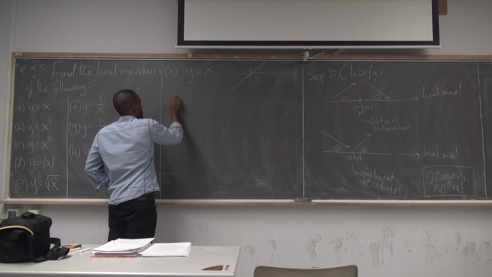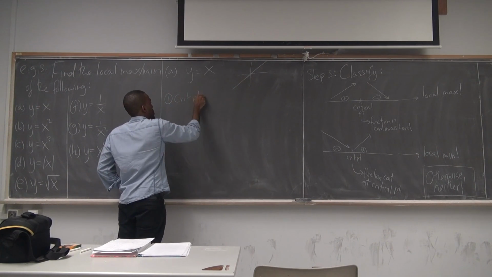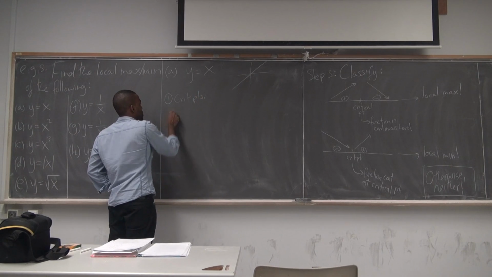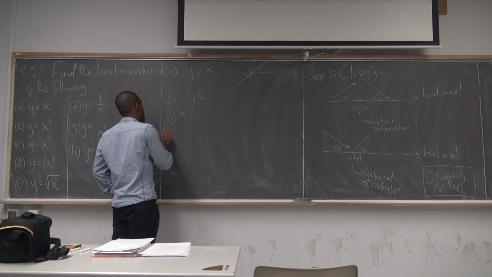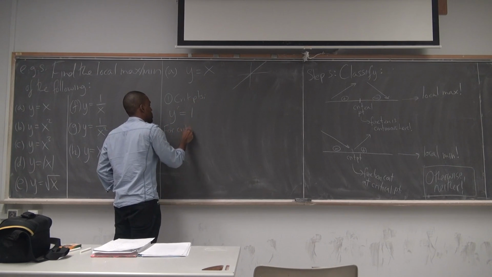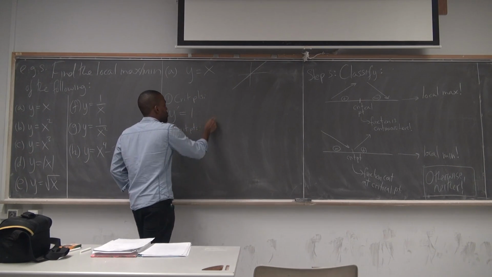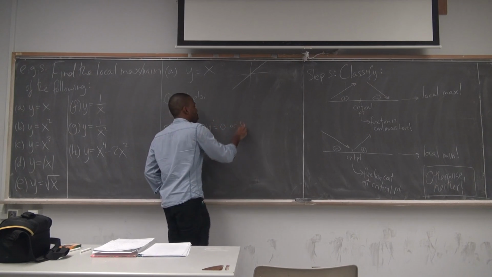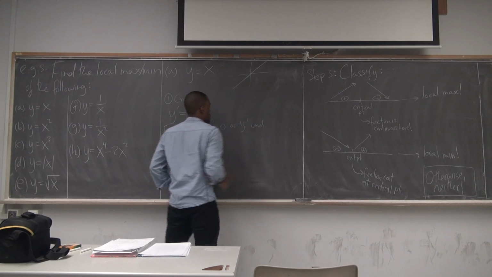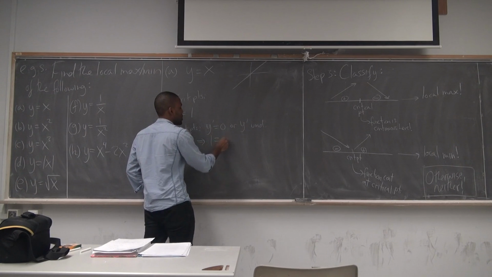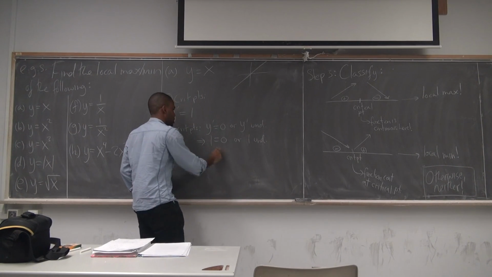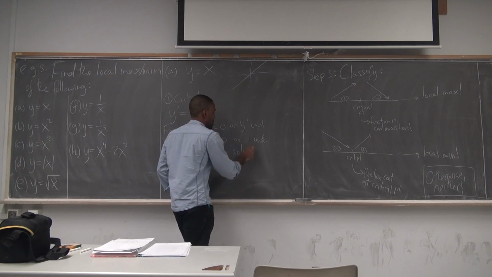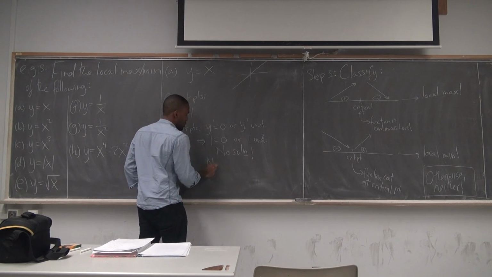So step one, we're going to find the critical points. So we're going to find the derivative. y prime would be equal to 1. For critical points, you need y prime equals 0 or y prime undefined. So this would mean you need 1 equals 0 or 1 undefined. No solution. So there are no critical points.